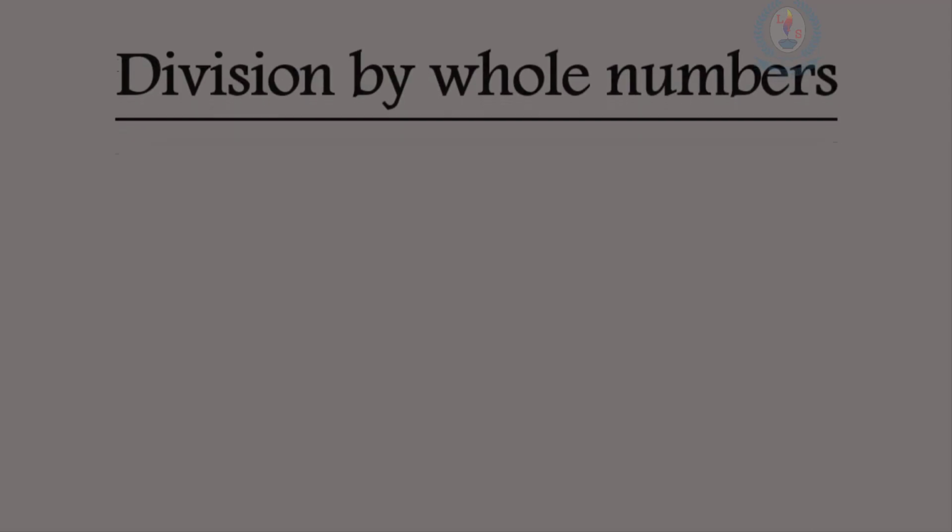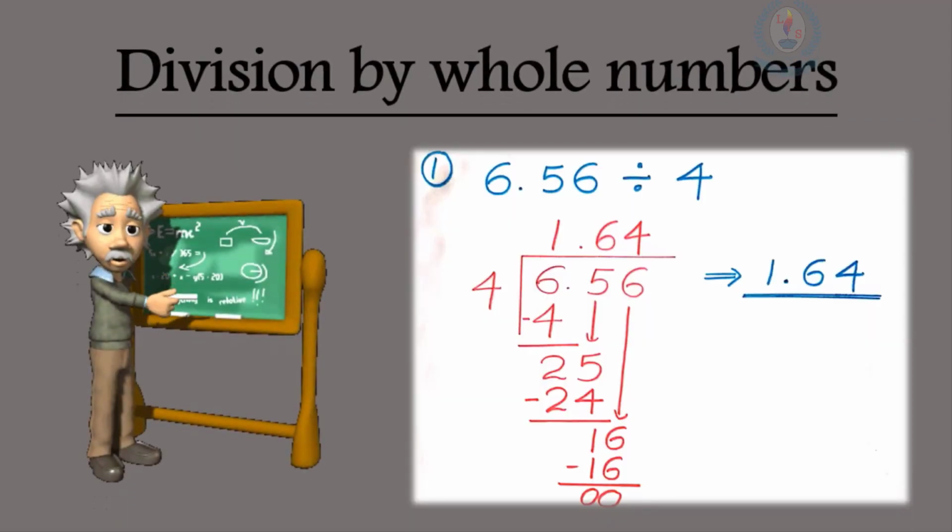Next subtopic is division by whole numbers. Here also I will explain this method using some examples. First one, 6.56 divided by 4. Here we have to use long division. Then 6.56 should come inside and 4 should go outside, in this way.